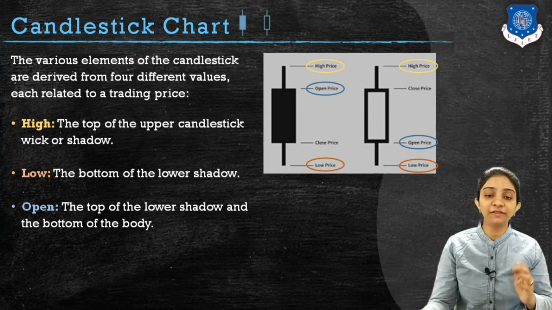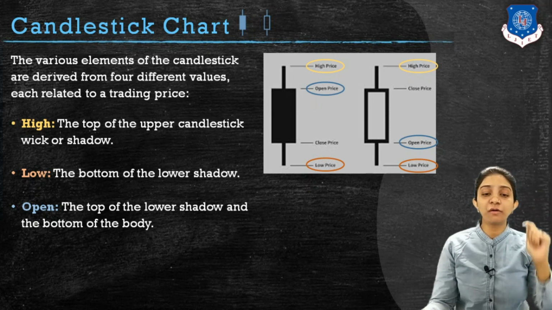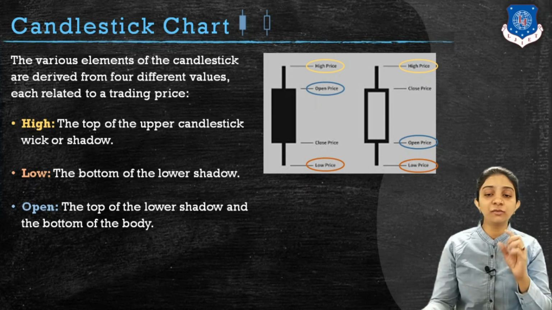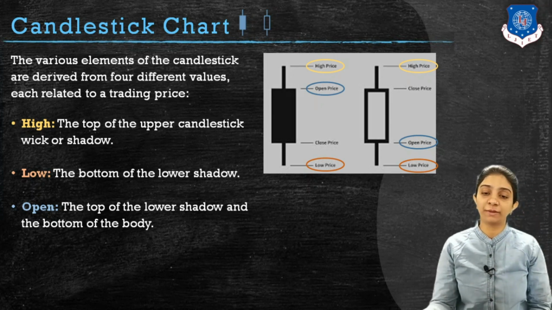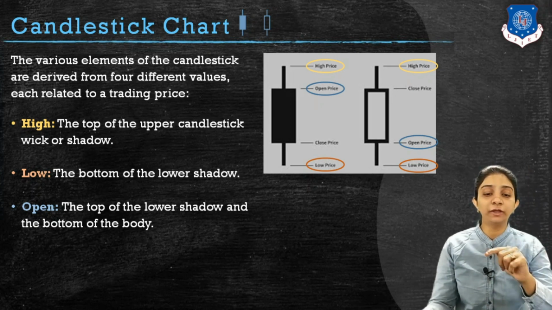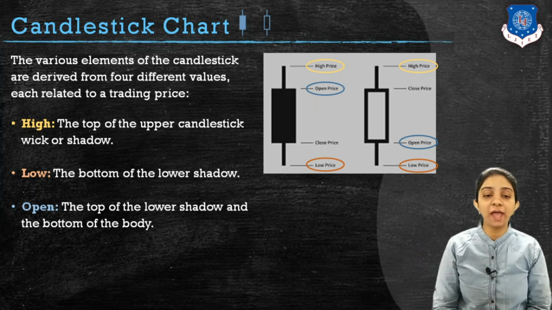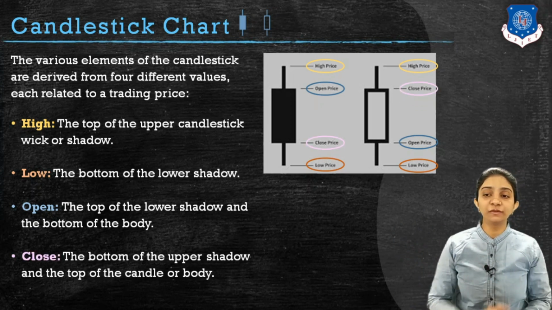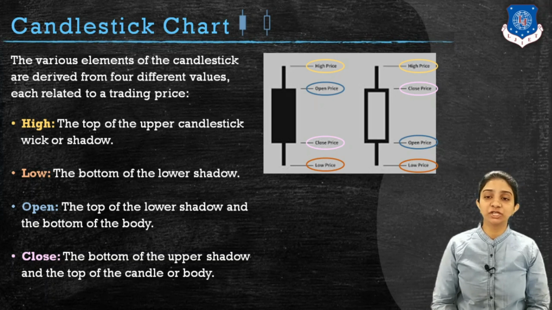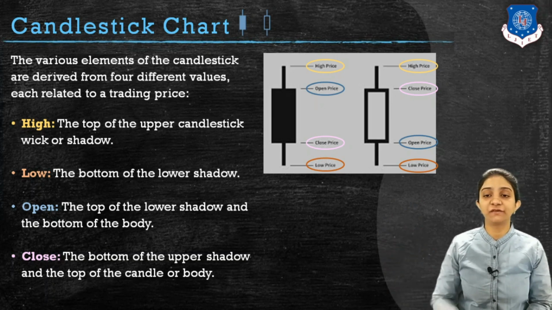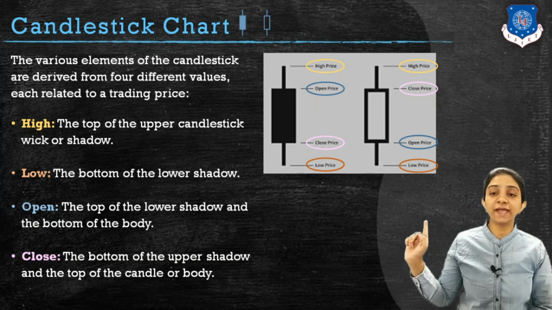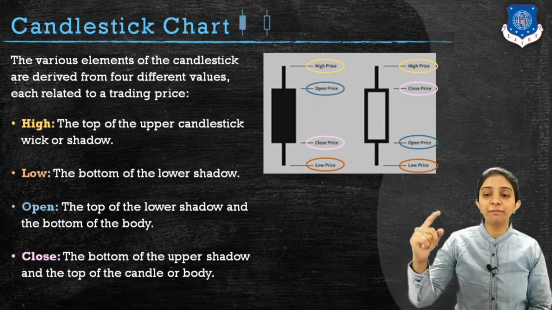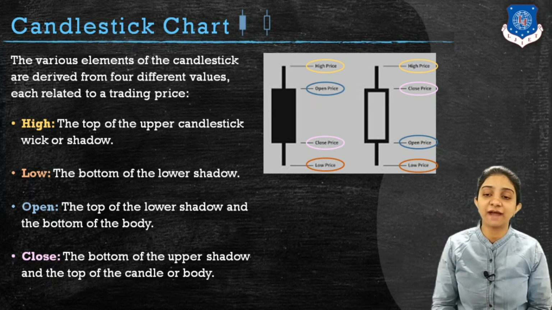There is also something called the open price. The open price of a candle or a stock is the top of the lower shadow. Whatever the lower wick is, its top is called the open price, or I can call it the bottom of the body, which is highlighted by the blue ellipse. The close price, highlighted by the pink ellipse, shows the bottom of the upper shadow or the top of the candle body. So basically there are two variations of candlestick. In a filled candlestick, high price is followed by open price, followed by close price, and at the end we have low price.